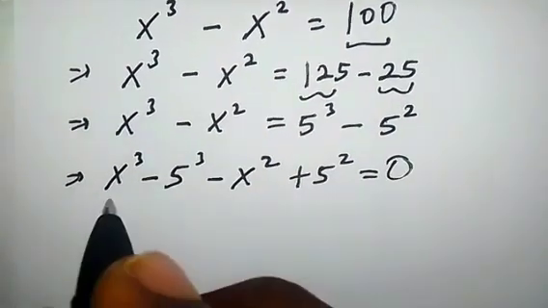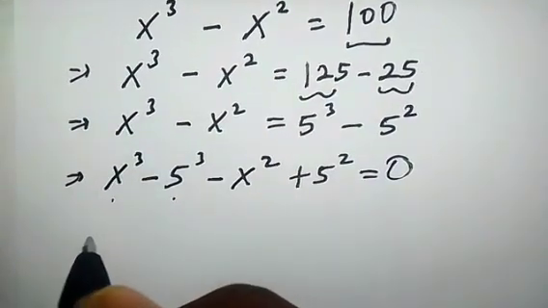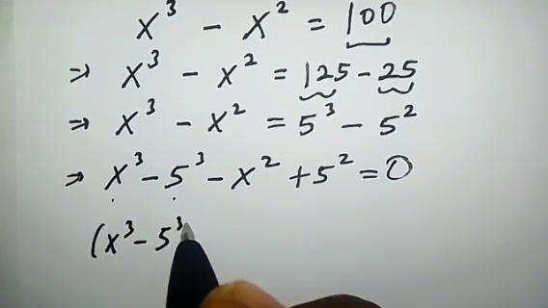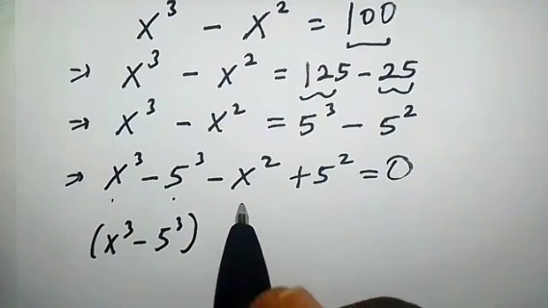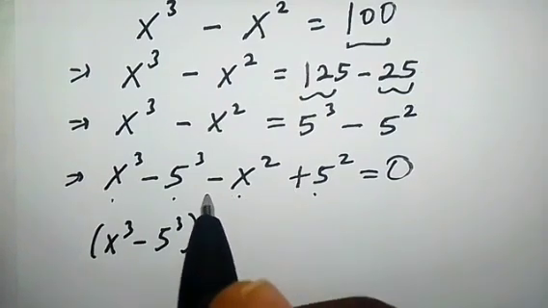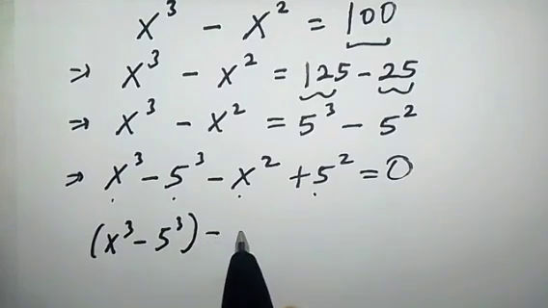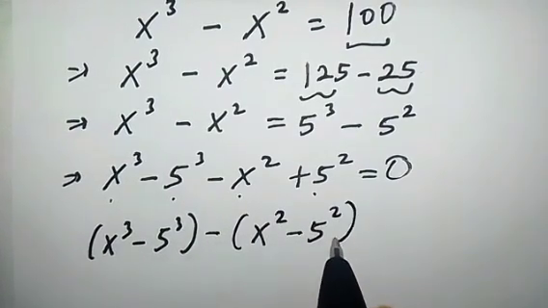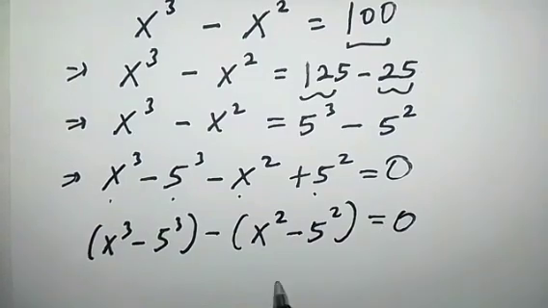Let's continue. I can put these two in brackets. So that will be x to the power of 3 minus 5 to the power of 3 in brackets. I can also put these two in brackets, but I need to first factor out the negative sign. So that will be minus into x squared minus 5 squared equal to 0.